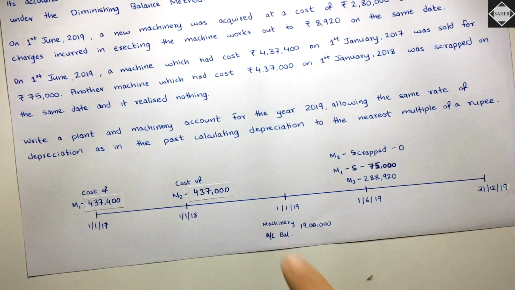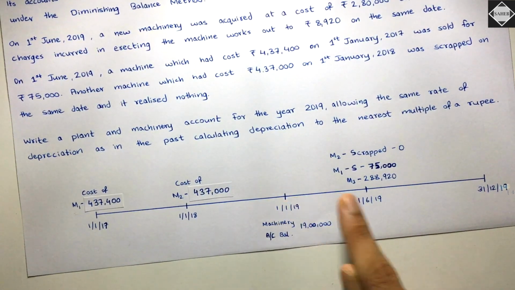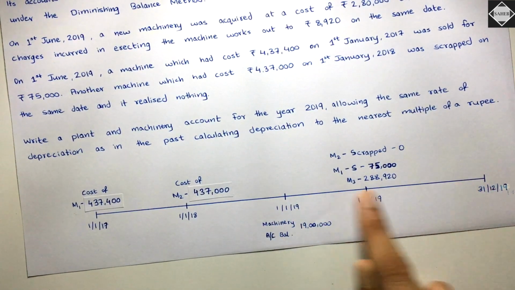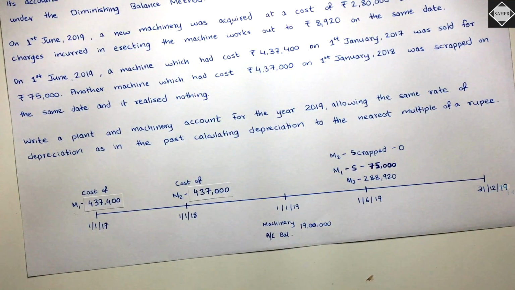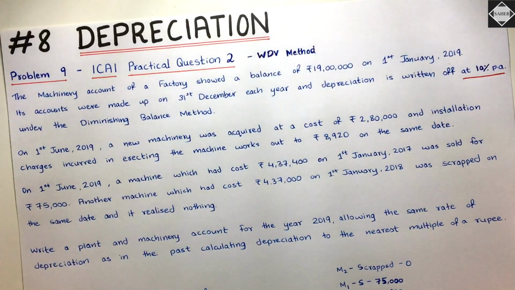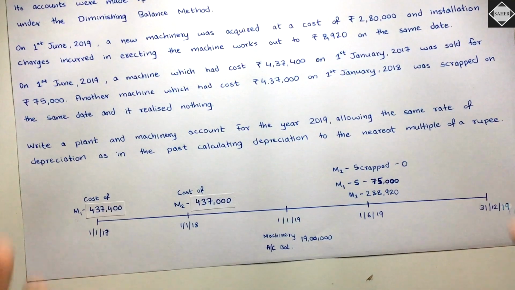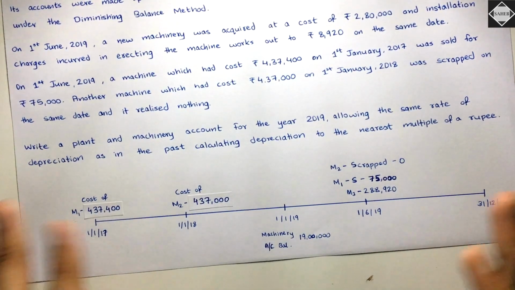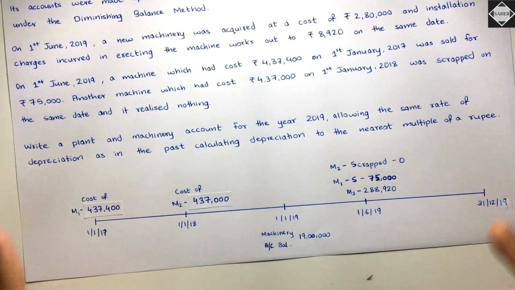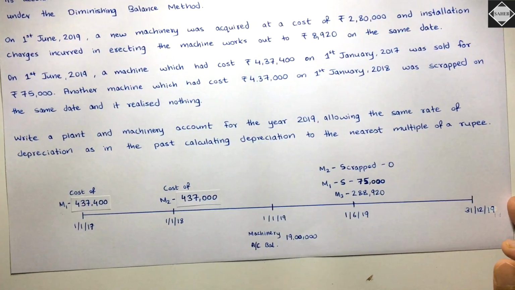And then on that WDV, charge the 10% depreciation for the entire 12 months. And that you will be charging at the year end. Don't worry, we'll see this in the working note. It's really simple and straightforward. You have got the complete idea right now, the entire logic, how you have to break down the question, plot this in the timeline, properly understand and how it will be happening. It's really simple and straightforward. Don't worry. Let's just go to the working notes and understand.